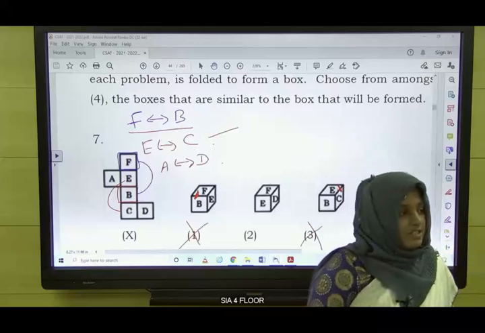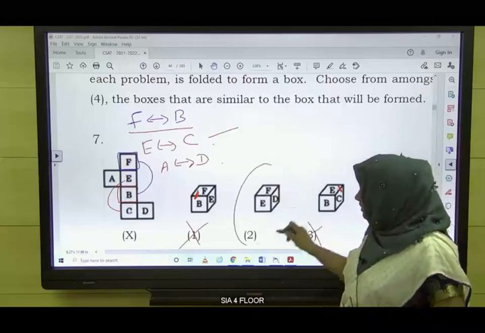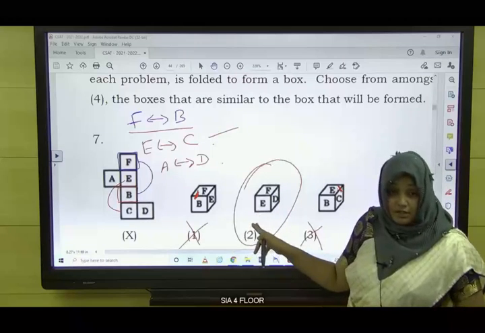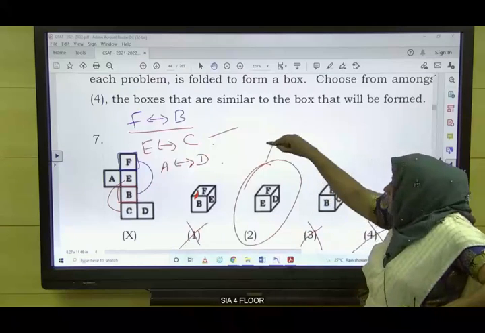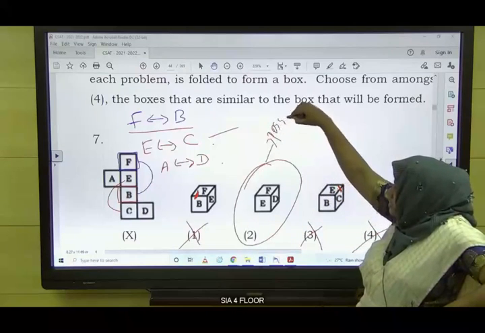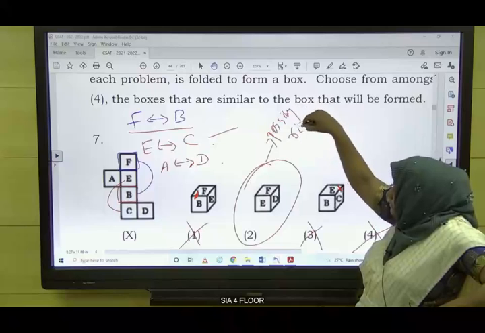So which is the only dice which is correct. You don't have to find out whether this is correct or not. But since you found out the other dices are wrong, this may be possibly right. Okay, this is possibly right.